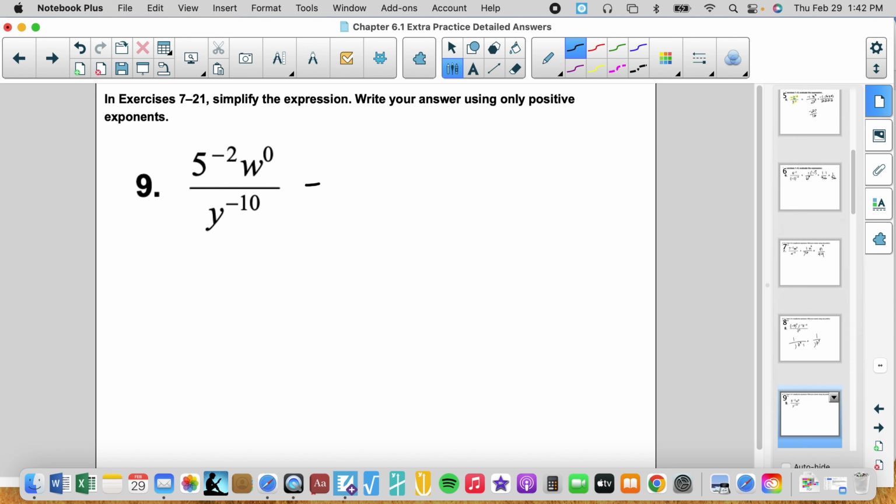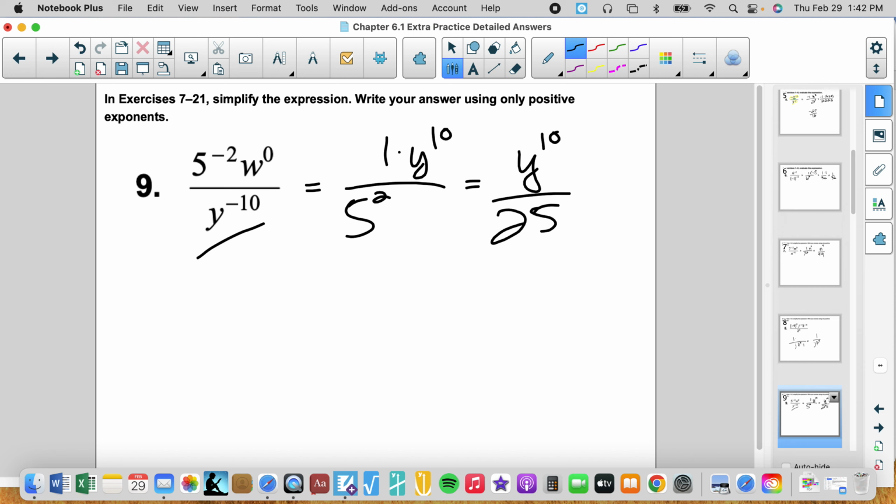5 to the negative 2 goes down into the denominator. W to the 0 is 1. Y to the negative 10 becomes y to the 10th up in the numerator. Change the sign, change the location. It was in the denominator. It's now in the numerator. Y to the 10th over 5 to the second is 25.